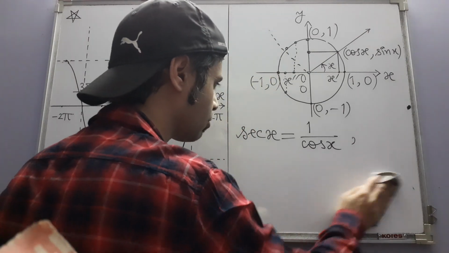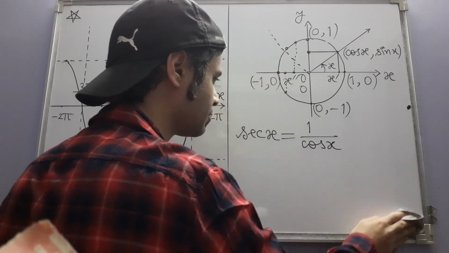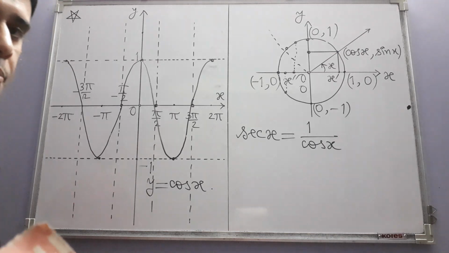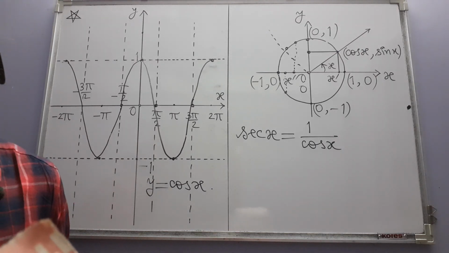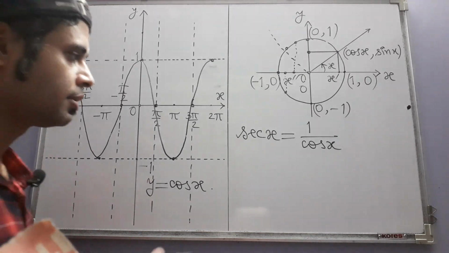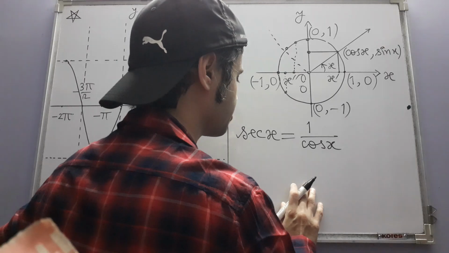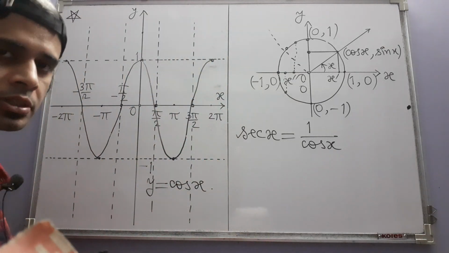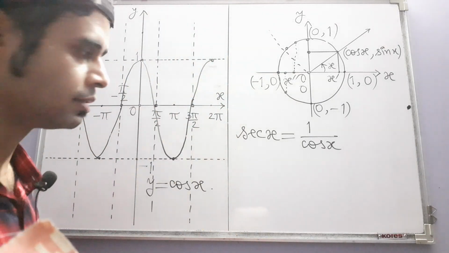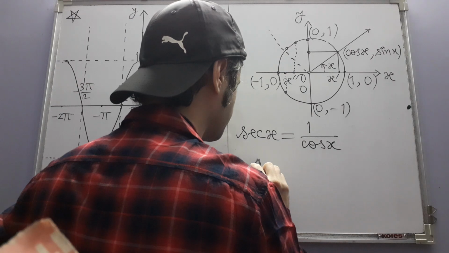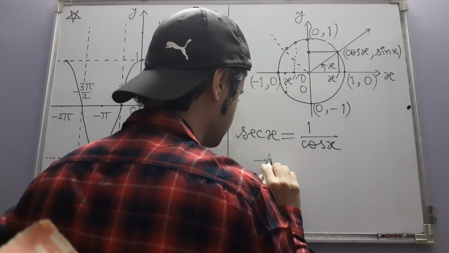Understanding that those odd multiples of pi over 2 are being avoided. Okay. With that understanding, let us now think of cos x. We already know that the values of cos x lie between -1 and 1. So you have these inequalities.